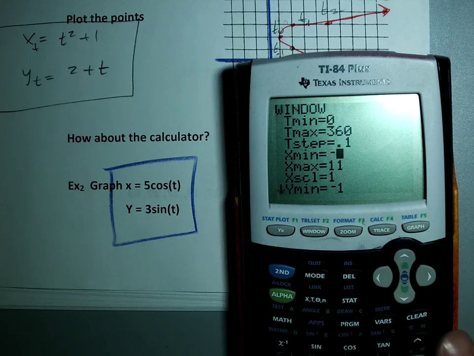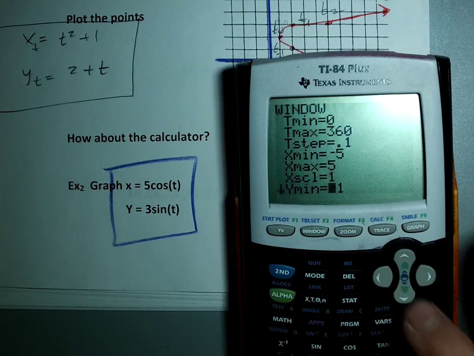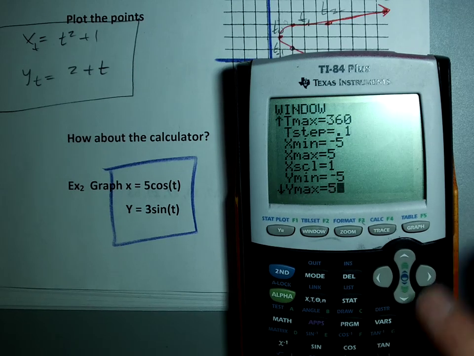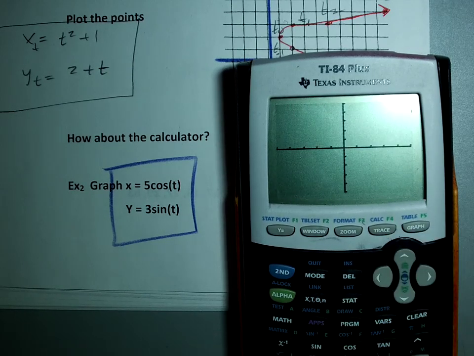Let me do this real quickly. Negative 5 to 5 and negative 5 to 5. Okay, ready? Graph. Watch how slow it goes. Where even is it? It's coming. Do you see it? It is graphing every 1/10 of a degree. Yeah, so it's super accurate, but what a pain.